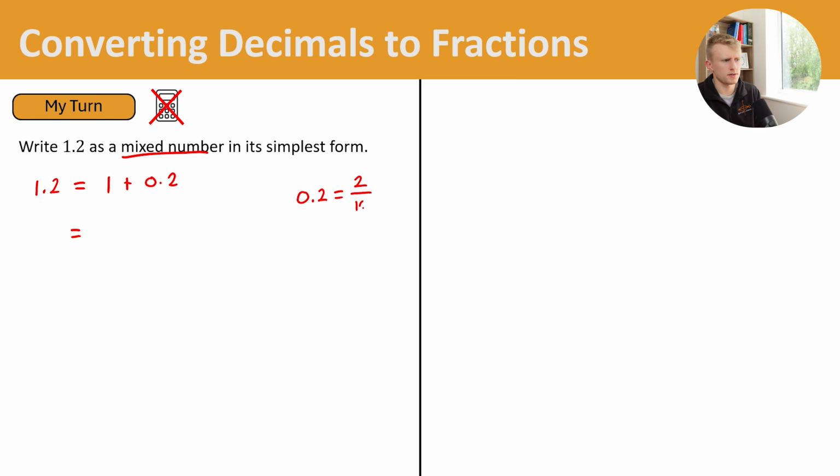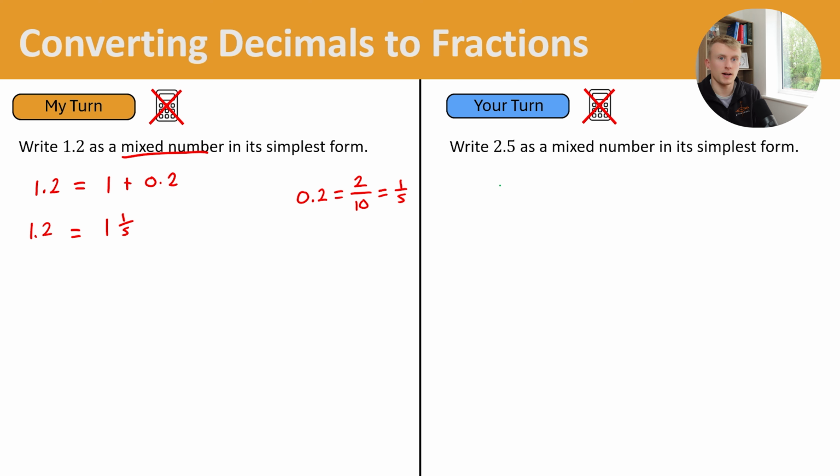0.2 is 2/10ths. And if I divide through by 2 on the numerator and denominator, that gives me 1/5. So 1.2 is equal to 1 1/5. Pause the video and give this one a go. Okay, let's run through it.